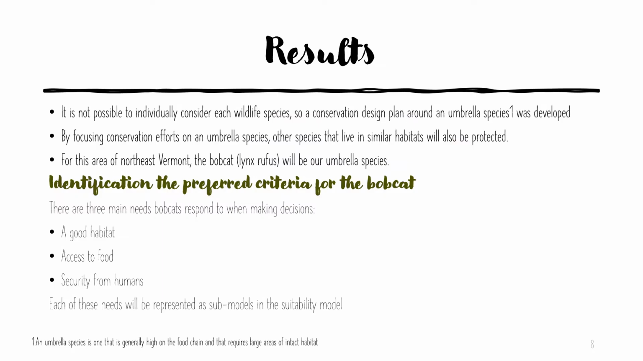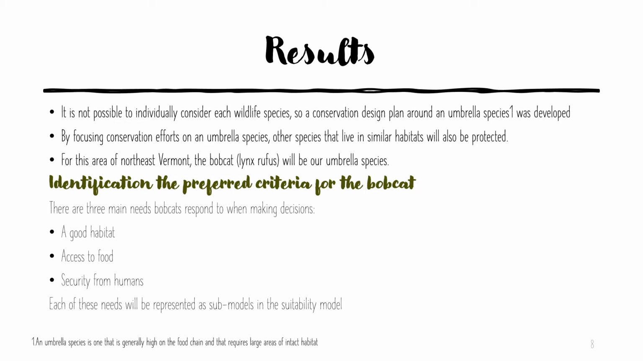It is not possible to examine each wildlife species one by one, so a conservation design plan around an umbrella species was developed in this project. By focusing conservation on an umbrella species, other species that live in similar habitats will also be protected. For this area of study, the bobcat will be our umbrella species.